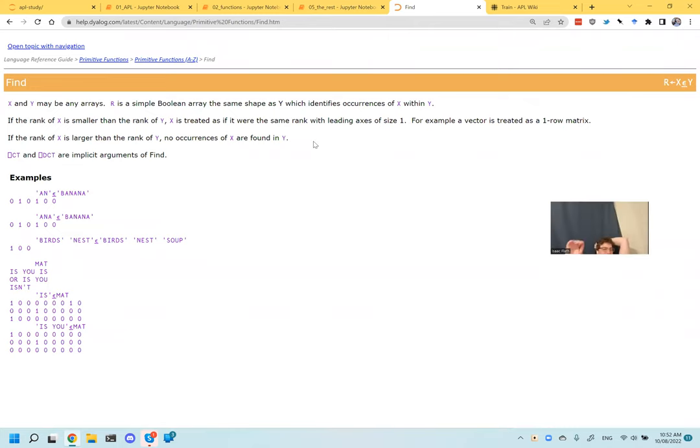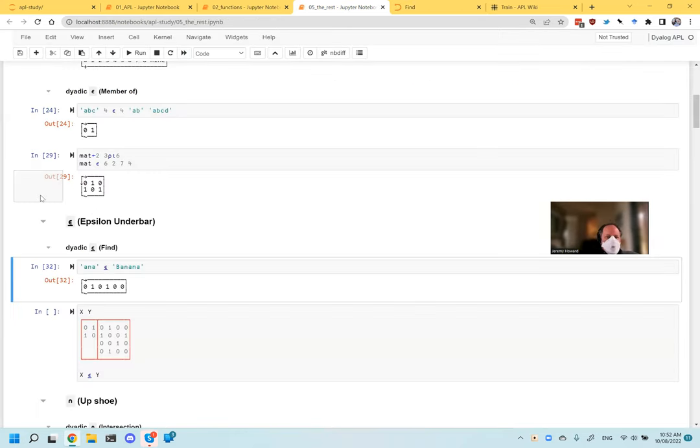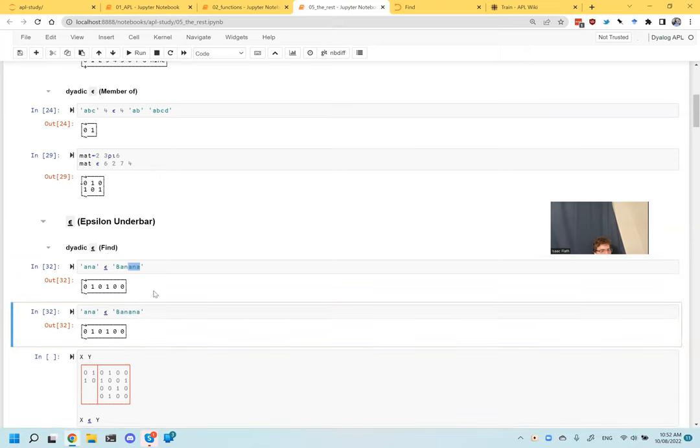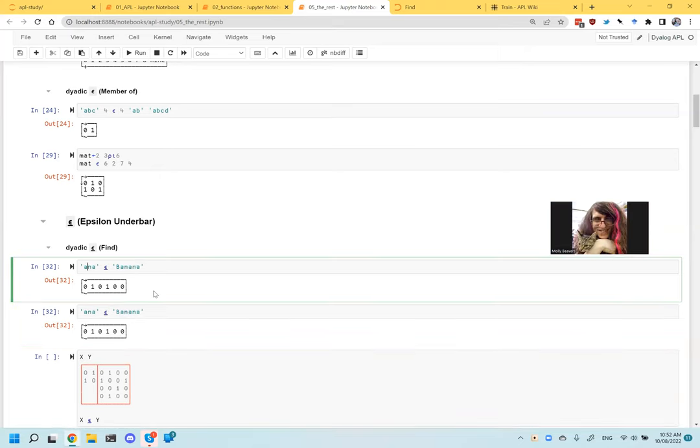Yeah, it worked for the first two. It finds occurrences of X within Y. Oh, okay. The whole of X. Anna is here. And Anna is here. Okay, and we're going to try to give the easy examples.